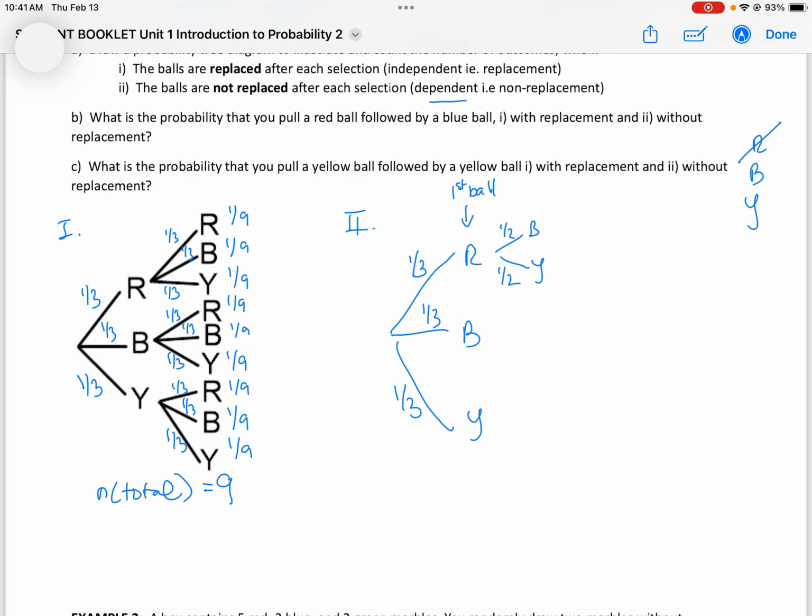Likewise, if we pulled out the blue, we have a red and a yellow left, and these are 1/2, 1/2. And if we pulled out a yellow, we can either pull out a red or a blue, and these again are 1/2, 1/2. So this time, there are 6 different situations that we can run into. And 1/3 times 1/2, all the way down here, is 1/6.